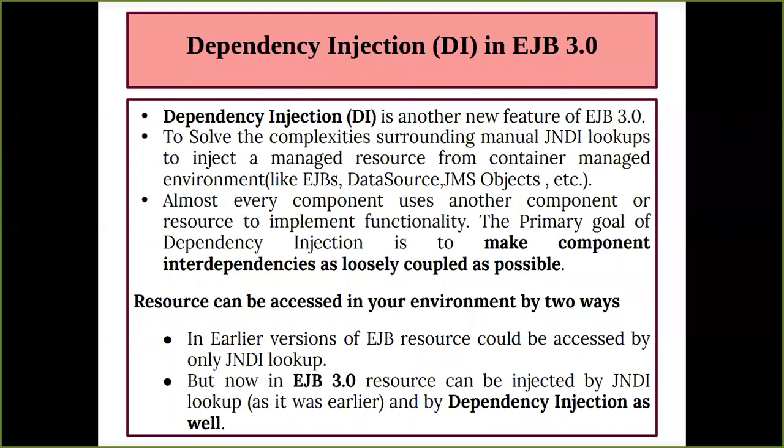As I told you, it was introduced in 3.0. In the earlier versions of EJB, resources could be accessed only with the help of a JNDI lookup, by manual references. But now in EJB 3.0, the resources can be injected by the JNDI lookup, as was there earlier, along with dependency injection.